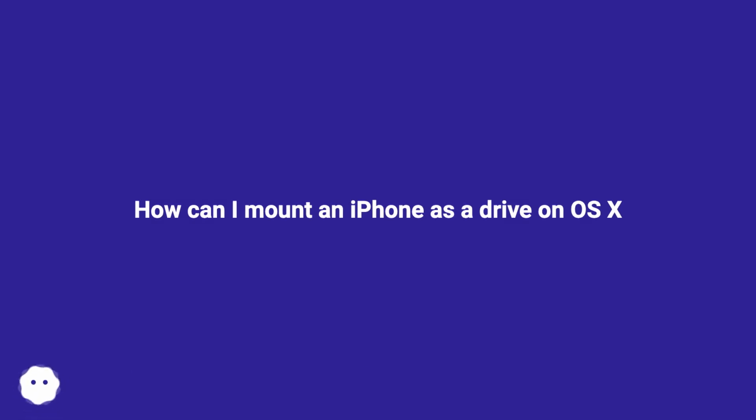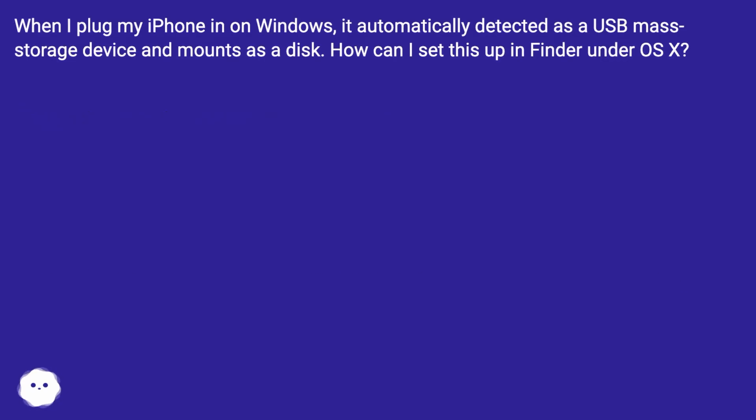How can I mount an iPhone as a drive on OS X? When I plug my iPhone in on Windows, it automatically detects it as a USB mass storage device and mounts as a disk. How can I set this up in Finder under OS X?